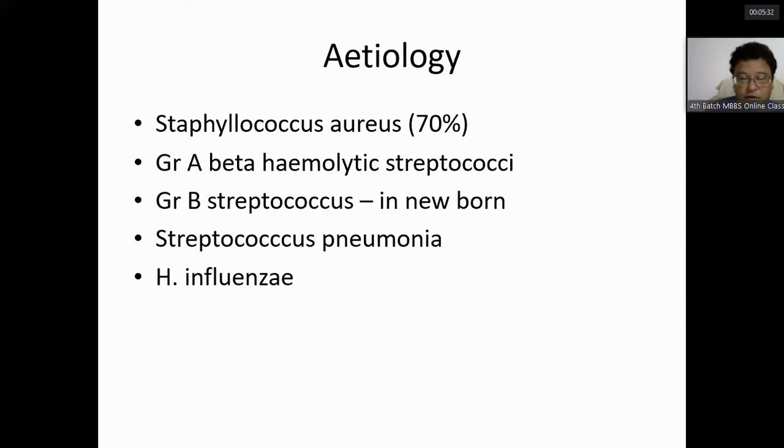So the etiology, the organisms, okay, the most common is Staphylococcus aureus. The next is group A beta hemolytic streptococci. So while treating, we always consider these two organisms, staph and strep, okay. The other is group B streptococcus, especially in newborns. So it could be Streptococcus pneumoniae and also H. influenzae. But nowadays, due to the H. influenzae vaccine, the incidence of osteomyelitis due to this organism is less. Okay, it's mostly staph and strep.